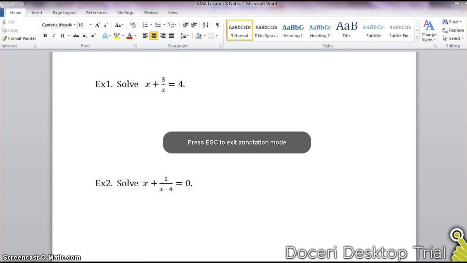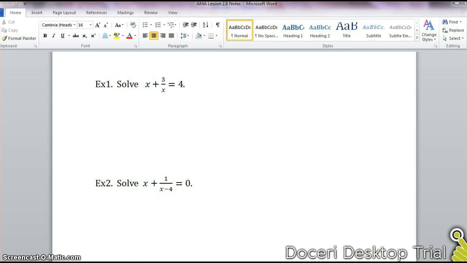Alright, so for our first problem, we have one denominator and it's x. We want to think about this problem as if we have a denominator under all of the terms, and so we would have x over 1 plus 3 over x equals 4 over 1. So our common denominator here, we're going to look at the denominators that we have. We have 1 and x, so the least common denominator in this case would be x.